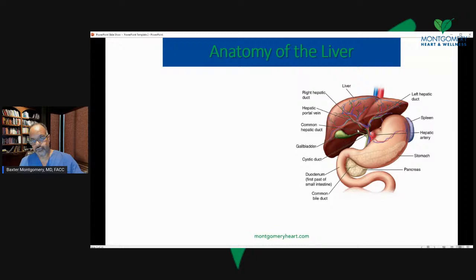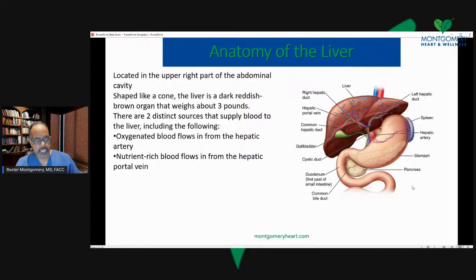So this portal vein, which takes blood from the intestines to the liver, allows for these chemical components to be broken down and in some cases neutralized. Other cases are broken down for the purpose of building proteins and the like. So, as I said, it's located in the right upper quadrant, the upper part of the abdominal cavity. It's shaped like a cone. It's dark reddish brown, if you were able to look at it in the OR.